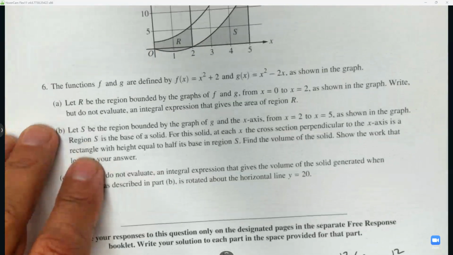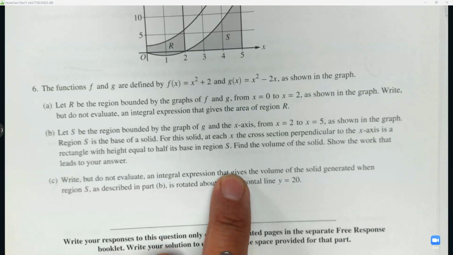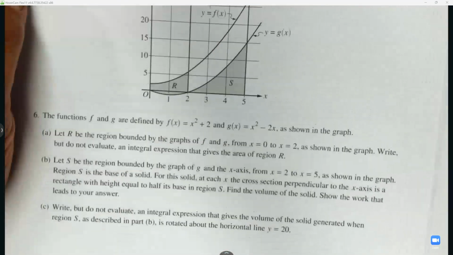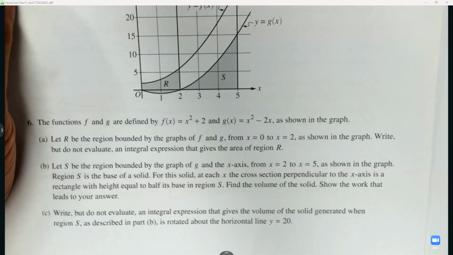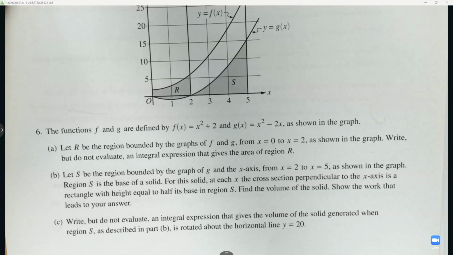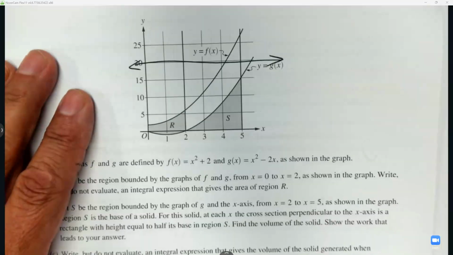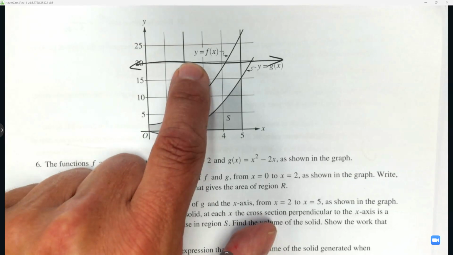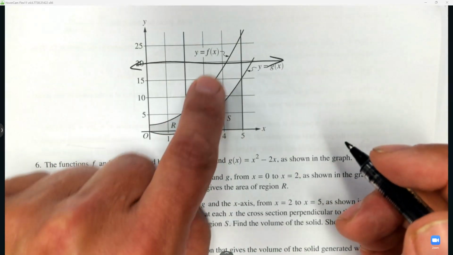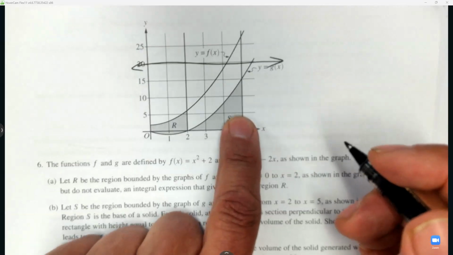All right, part C, last part. Write, but don't evaluate, an expression that gives the volume of the solid generated when the region S, as described in part B, is rotated about the line y equals 20. So on the graph, I'm going to go y equals 20. And if I'm rotating this, I need to know, is there a space between 20 and region S? And there is. So that means there's going to be 2 circles.